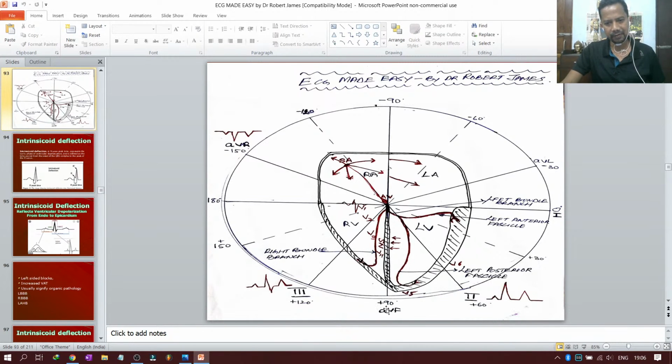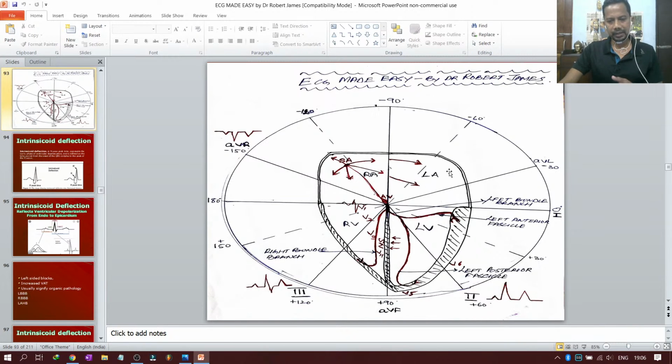For AVF, current is going away from AVF, and for lead 1 it is going towards lead 1 and lead AVL, away from lead 3. So lead 3 is very unhappy, lead 2 is also unhappy, because the current is going like this. Because the LPF lies inferomedially, the current is going away from lead 2, away from AVF, away from lead 3, and towards lead 1 and AVL. So lead 1 is positive, AVF is negative, placing the axis at minus 90 degrees. So again, left axis deviation.